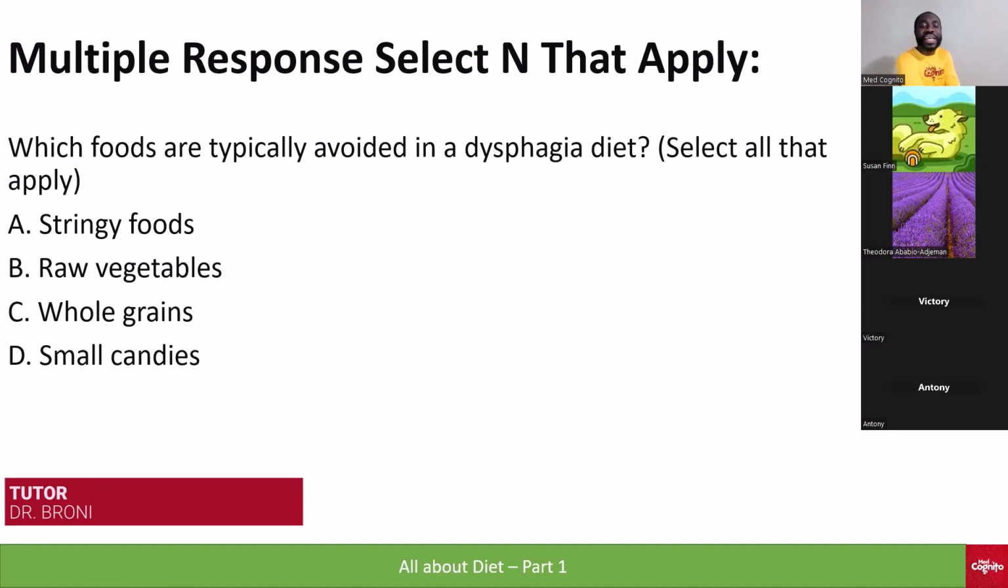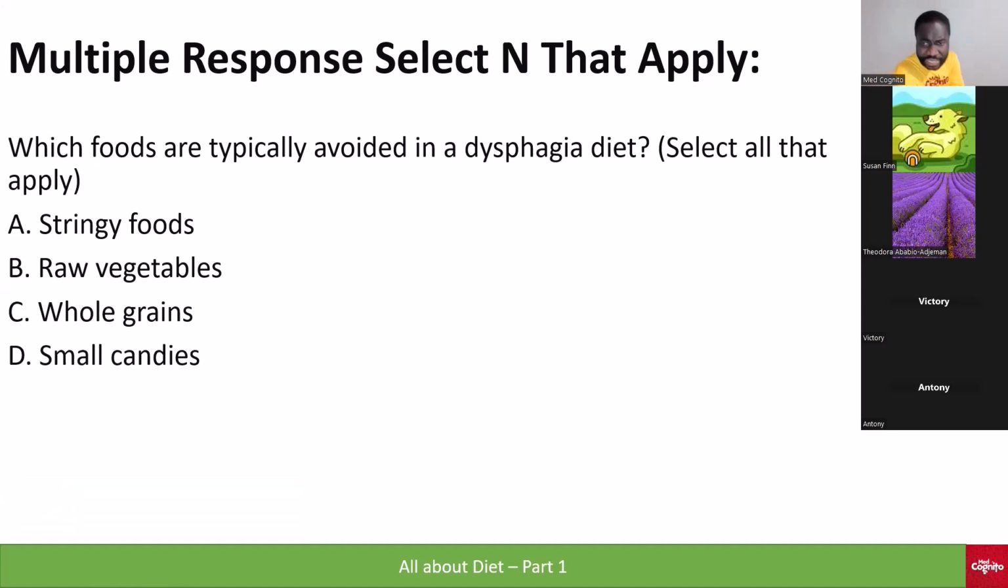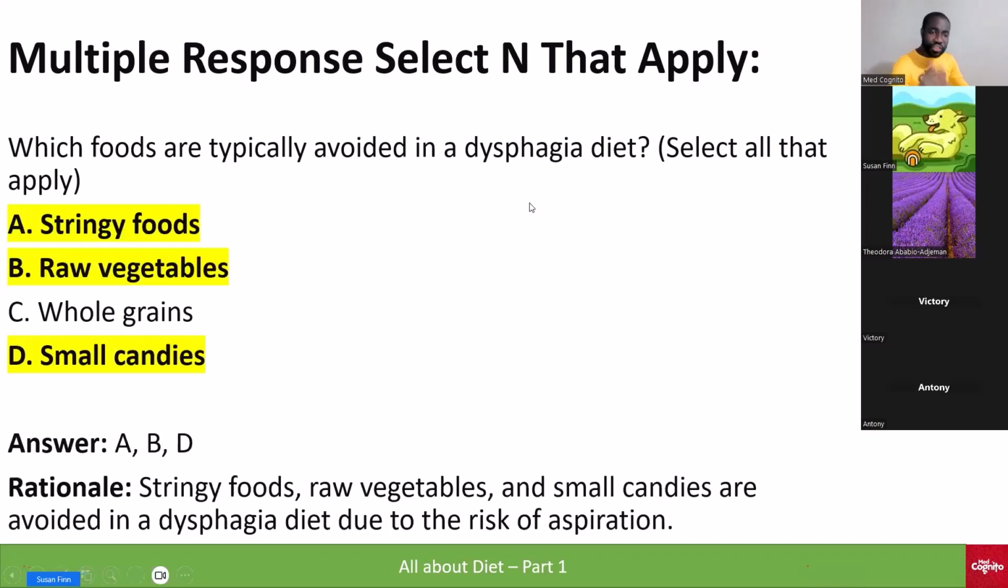So which foods are typically avoided in a dysphagia diet? A, stringy foods, raw vegetables, whole grains, small candies. And what is the answer? Stringy foods are avoided, raw vegetables are avoided, and small candies are avoided.